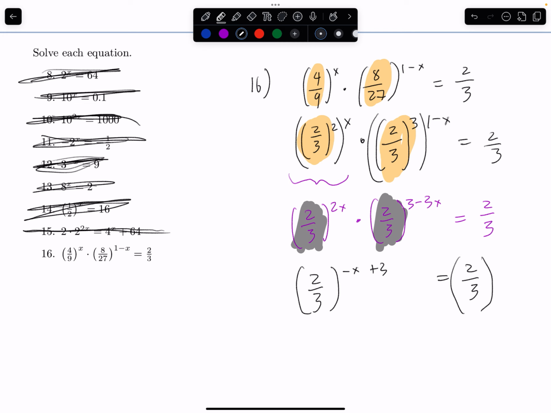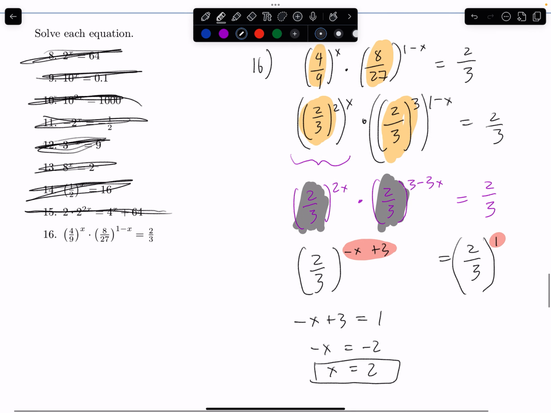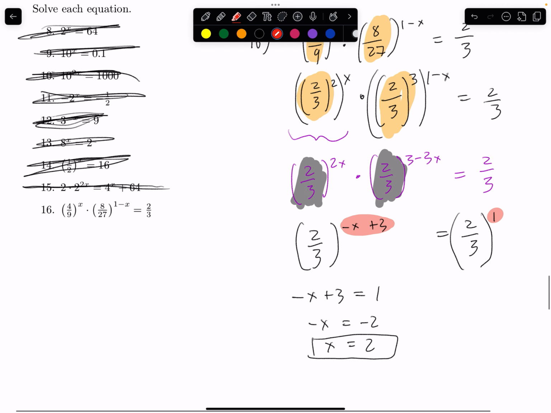Okay, now I'm going to rewrite this as 2/3 to the 1 power so I can see the comparison more clearly. And here's where we loop in. Negative x plus 3 is then equal to that 1. Same trick we've been using this whole time. And solve. That means x equals negative 2, so x equals positive 2. So there you go. x equals positive 2.